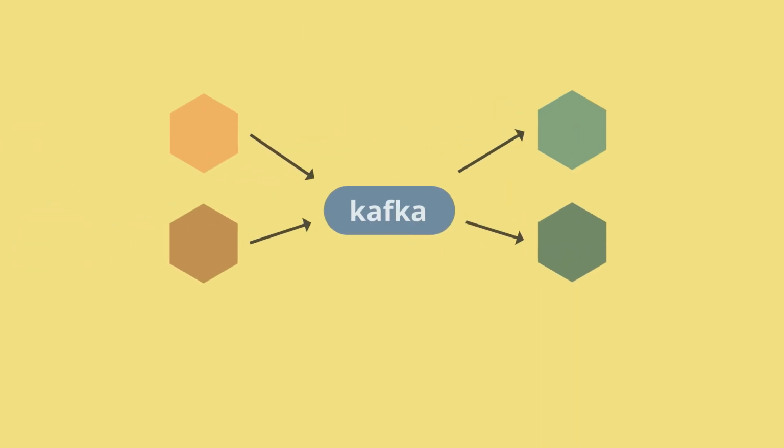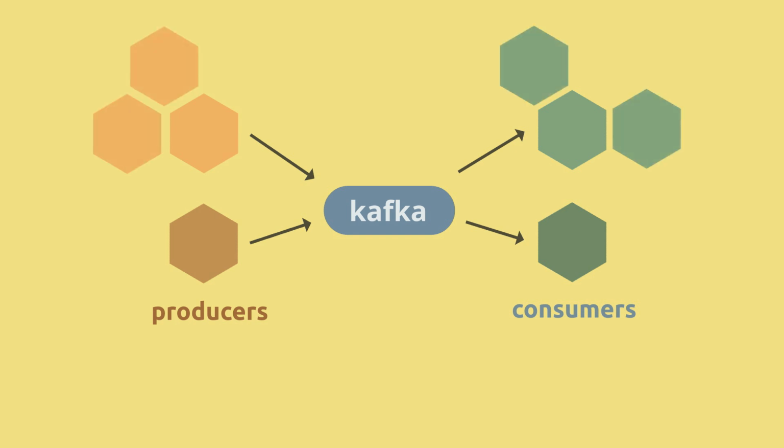Kafka uses combination of push and pull models. Services which push data into Kafka are called producers. Services which read data are called consumers, and they pull messages at their own pace. Both producers and consumers can have multiple instances.